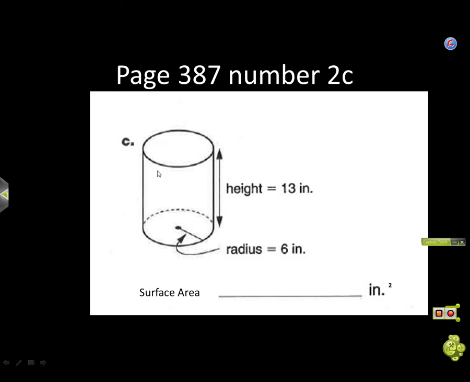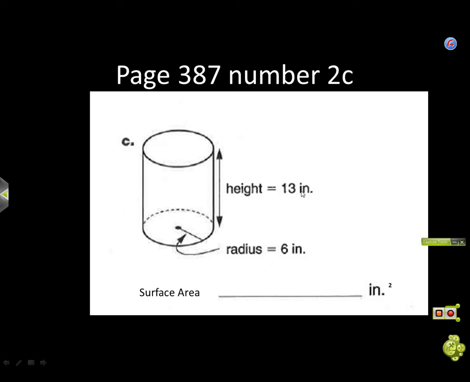We're going to find the surface area. So if this was a can, we want to know the amount of metal it would take to cover the tops and bottoms and the sides. And what's interesting about this is that the radius of the circle is 6. So we could easily find the area of these two circles. What we don't have enough information on is this rectangle that's in the middle.